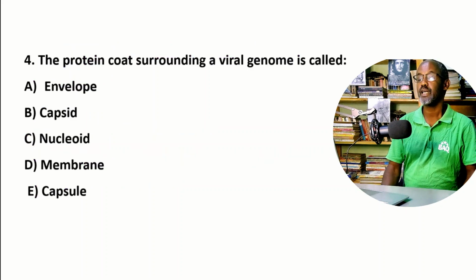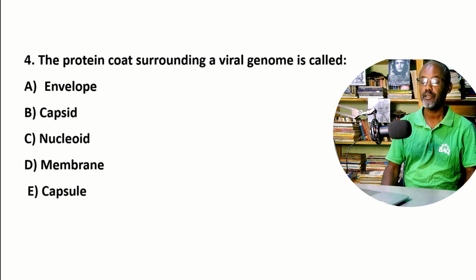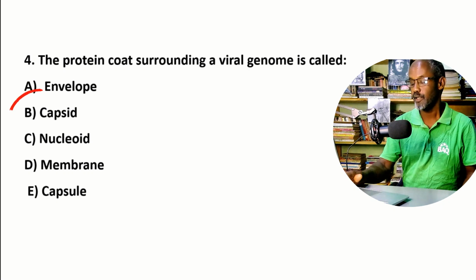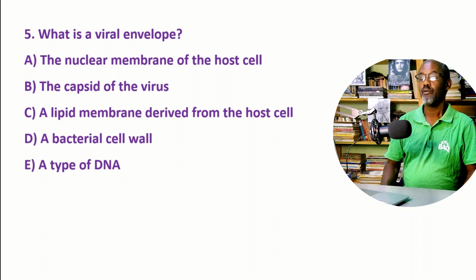Question number four. The protein coat surrounding a viral genome is called: A. Envelope. B. Capsid. C. Nucleoid. D. Membrane. E. Capsule. The answer is simple. It's B. Choice B.